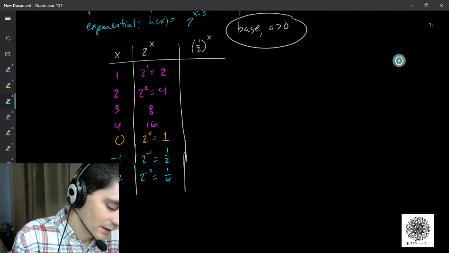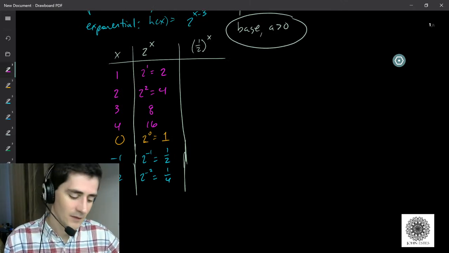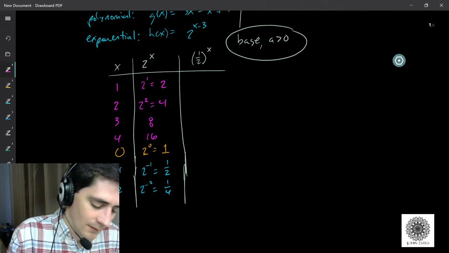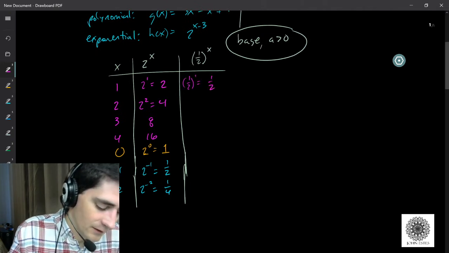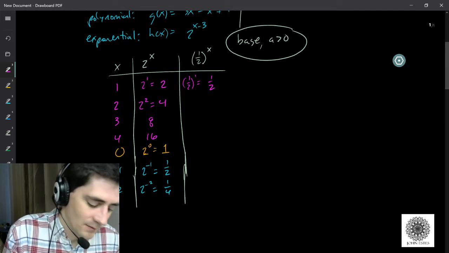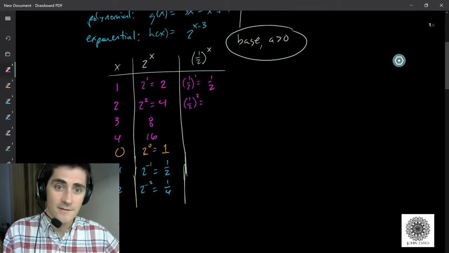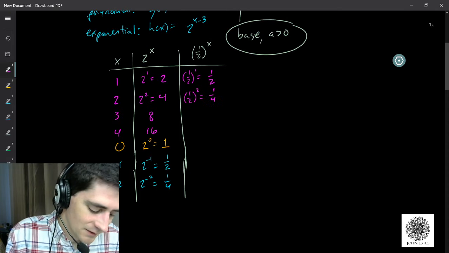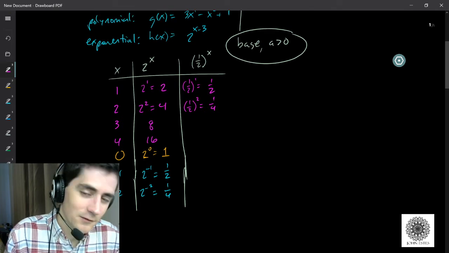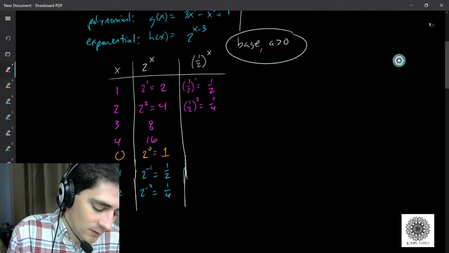All right, now let's try it with 1/2 to the x power and see what happens. So if I plug in 1, I get 1/2 to the first power, which is 1/2. Okay, so not a big deal. And if I plug in 2, I get 1/2 squared. 1/2 times 1/2 is 1/4. And if you notice, this looks very similar to what we had in the column 2 to the x power. If I plug in 3, I'm going to get 1/2 cubed, which is 1/8. Plug in 4, I get 1/16.